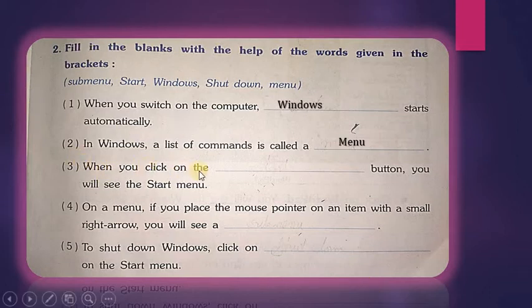When you click on the start button, you will see the start menu. So the start menu. See the keyword start menu. So which button? Start button, right? So the answer is start. We can click on the start button, you can see the start menu. So the answer is already in the filling the blanks, right?